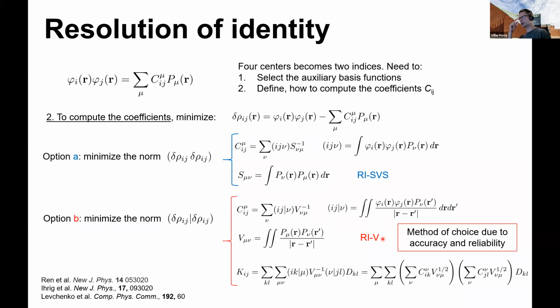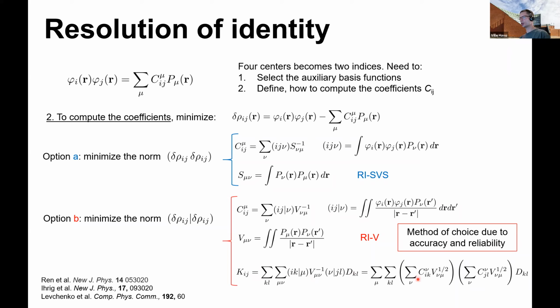You can actually use also RI-SVS2. I think you can still use it, but I'm not actually sure if anybody uses it for any purpose. And then you can write down the exchange matrix. You end up with an expression like this. This is the density matrix again here.